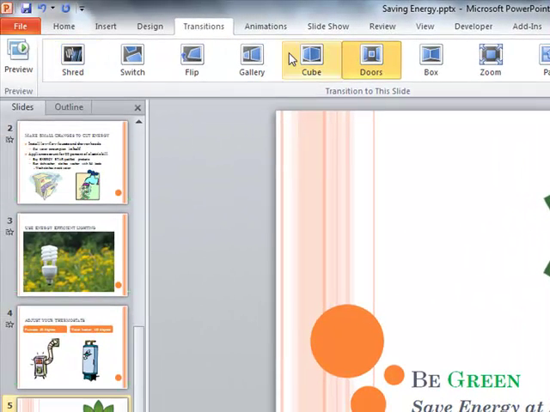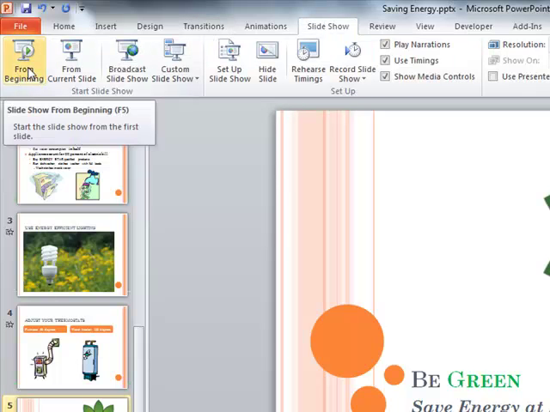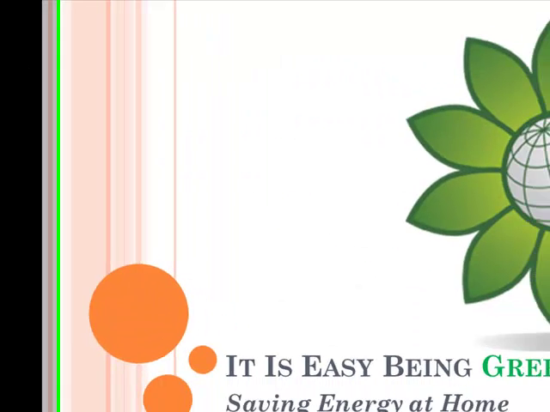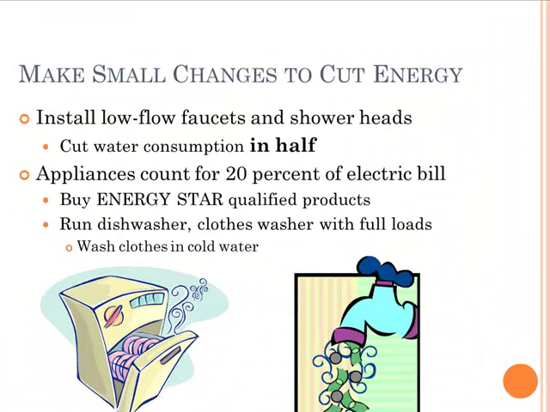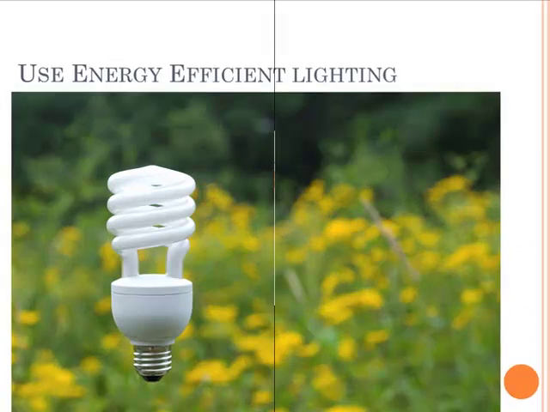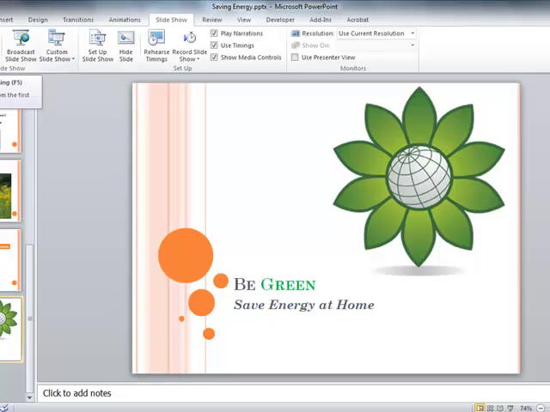Okay, when you're done, you can go to Slideshow and look at that. So we're going to go from the beginning. And you can use the down arrow in order to see your different slides. Okay, Escape will take you out of your slideshow.